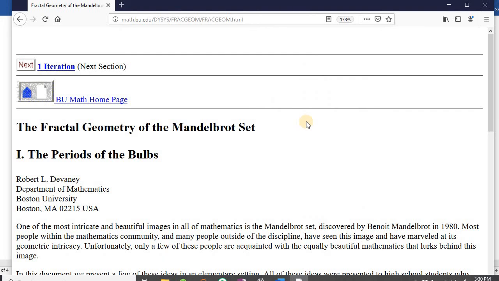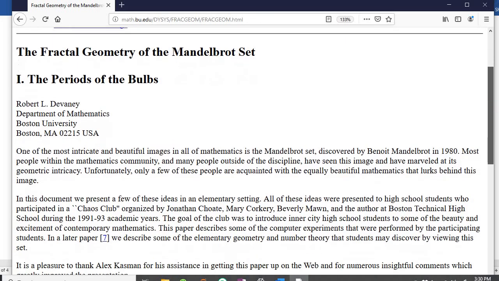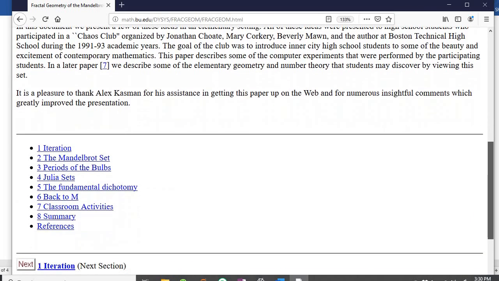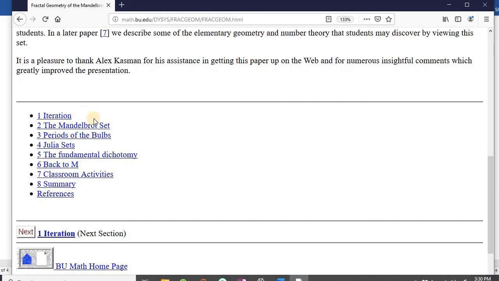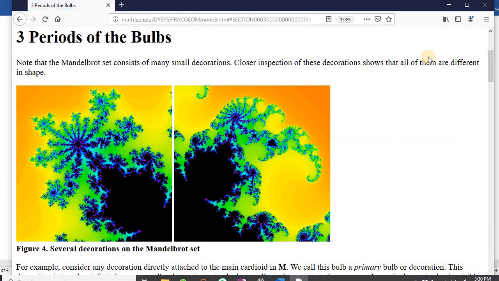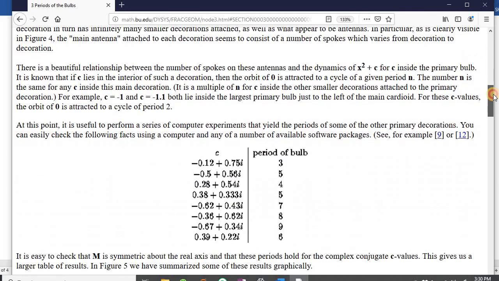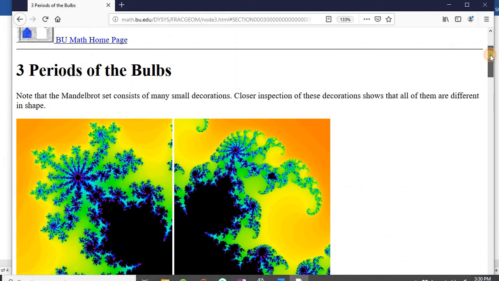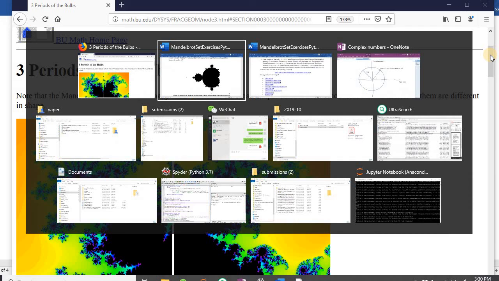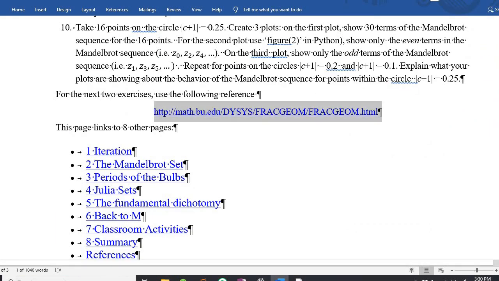All right, so here's the page, and it gives some more background on the Mandelbrot set. I think you'll be interested in that. And here are various pages that it links to, and these first 4 pages will be interesting for you as far as doing this assignment. So specifically, I'll be referring to this one. And it talks about some of the patterns and how they relate to the behavior of the Mandelbrot sequence. Okay, so you can take a look at that.